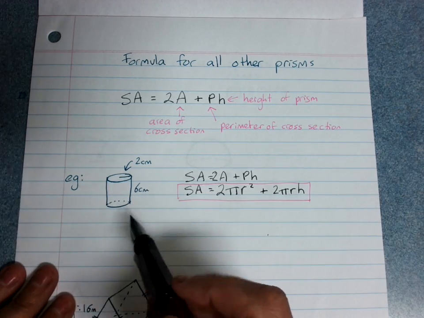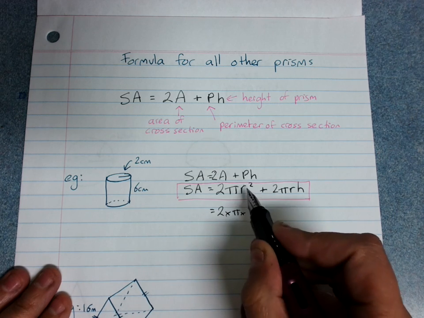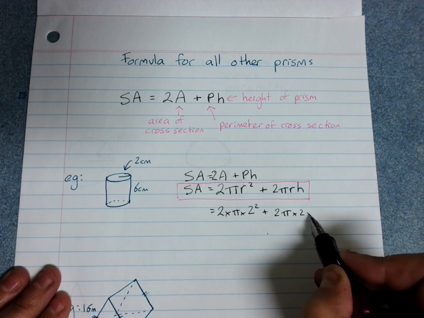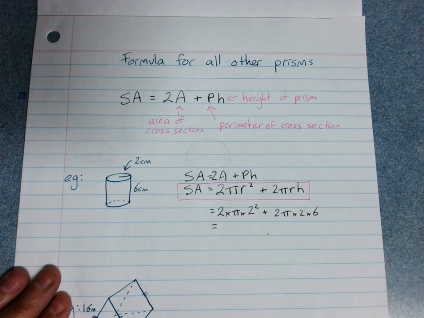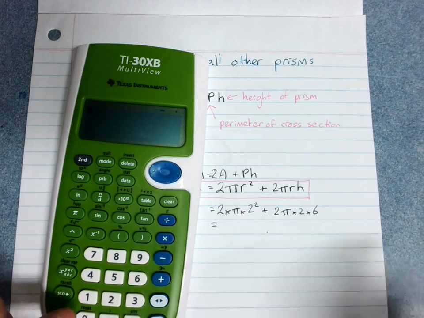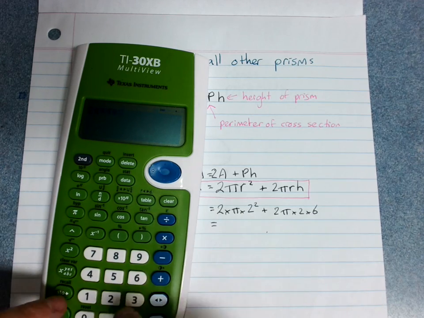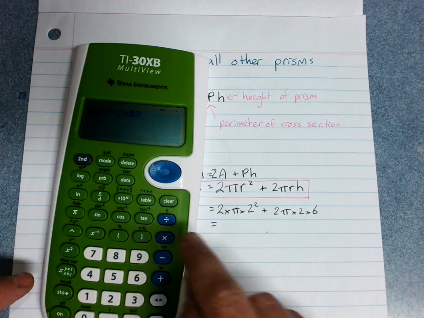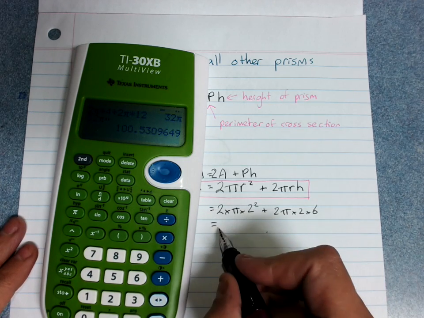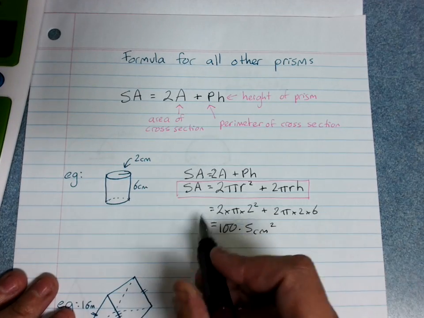You can start with this for a cylinder. So very quickly as an example for this one, the surface area is 2 times pi times the radius squared plus 2 times pi times the radius times the height. And you would just type all that in. 2 pi times 2 squared is 4 plus 2 pi times 12, and that's 100.5, and we're in centimeters squared.